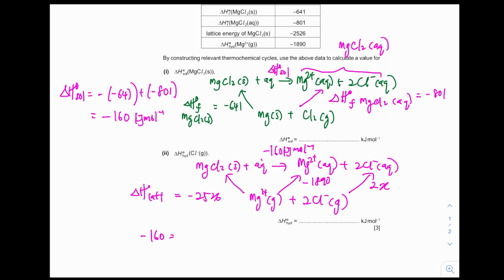It will be negative 160, which is this one, equals to, look at this arrow. Now this arrow is pointing towards the reactant, so it should be a negative arrow. So it's negative 2526. And now this arrow is pointing towards the product, so it should be a positive arrow. It will be a positive value with negative 1890 plus 2x. So if you're able to solve for x, that will be the final answer.